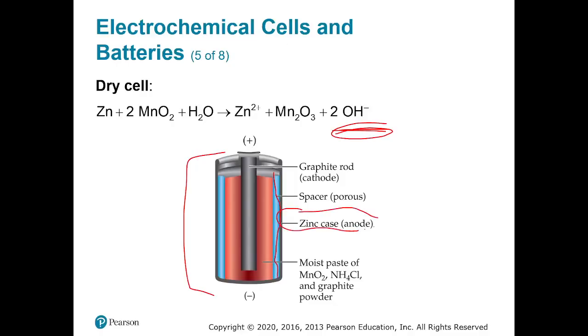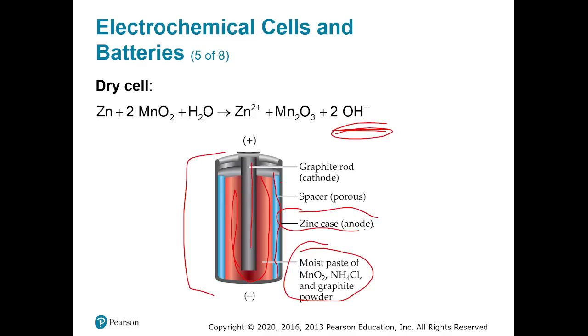And then we have a moist paste of MnO2, NH4Cl, and graphite powder. That's this stuff right here, this red stuff. It's not actually red and blue when you open these batteries up, by the way, but you get the idea. And right here we have the graphite rod. This is actually just going to act as our cathode.